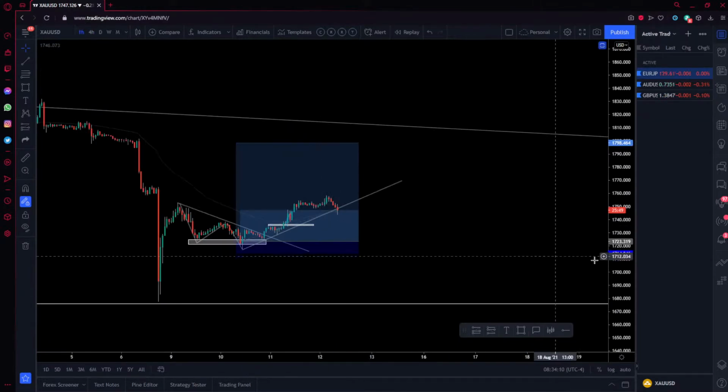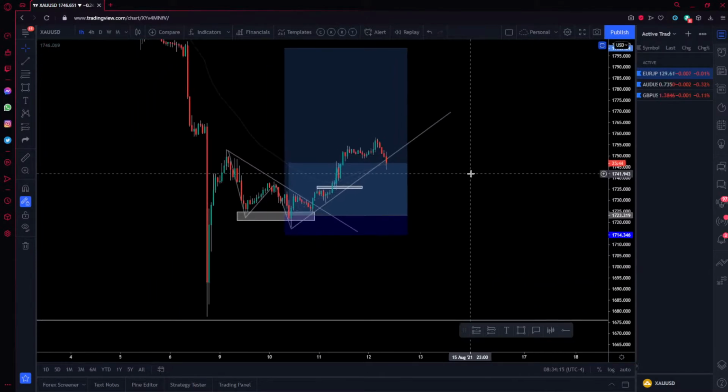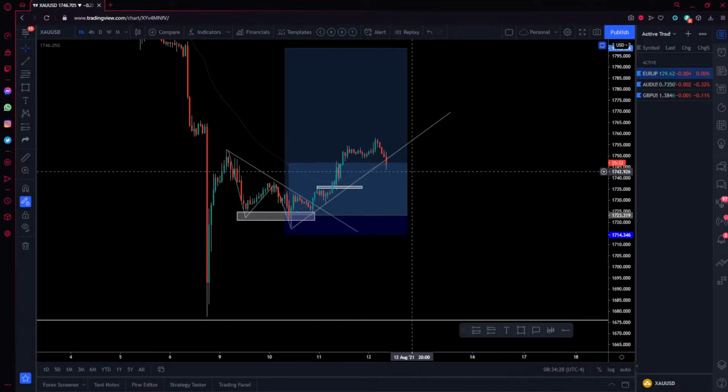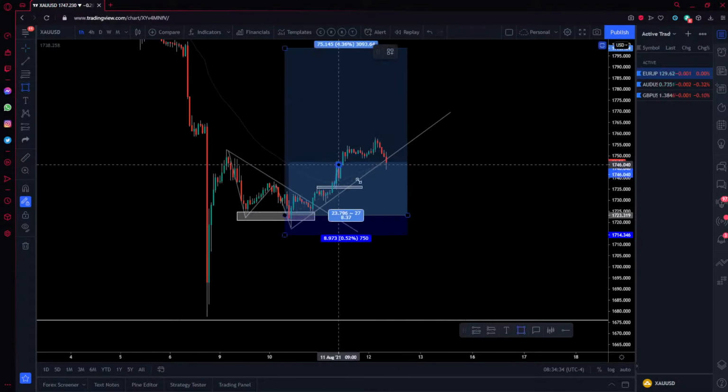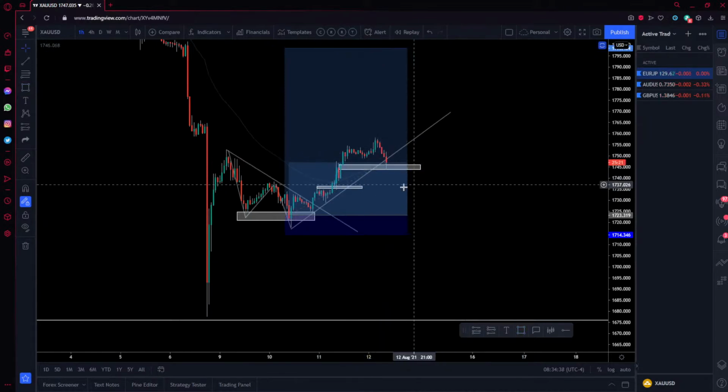H1. Gold is starting to break the trend line. Like I said, possible expanding triangle. It's a pretty decent signal, especially if this candle closes like this, wicking out of that area. That'd actually be a really nice buy setup.